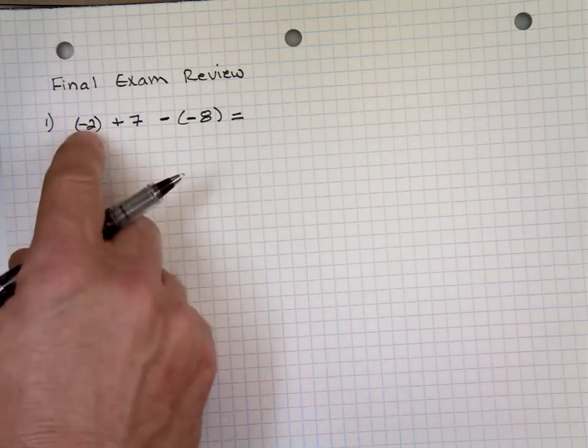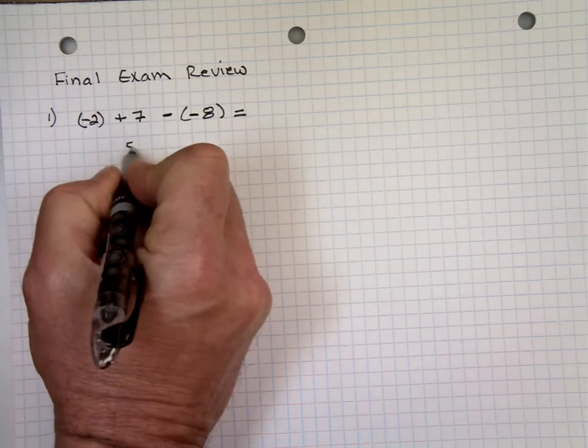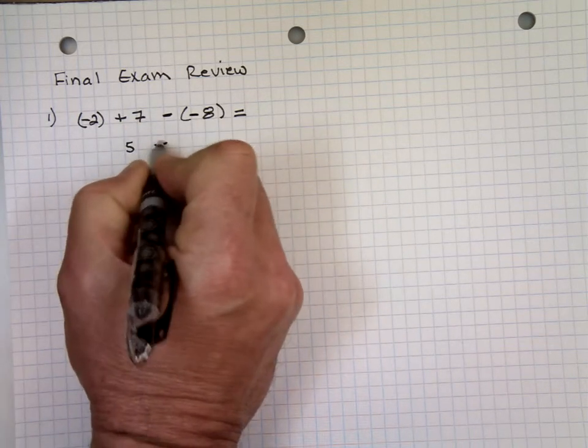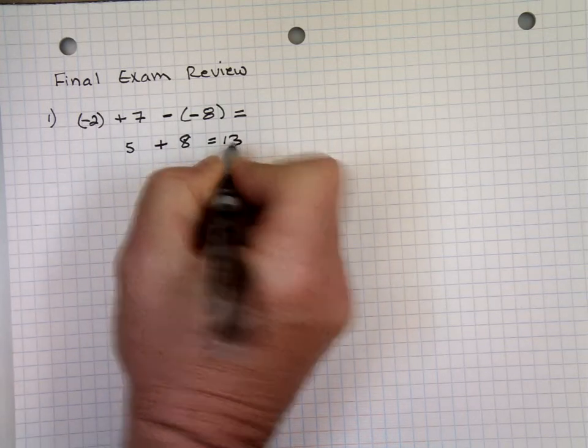Let's see, Carl. What's negative 2 plus 7 if we do these? 5. So 5 and minus a minus makes it what? Plus 8, which is what? 13. Very good, Carl.